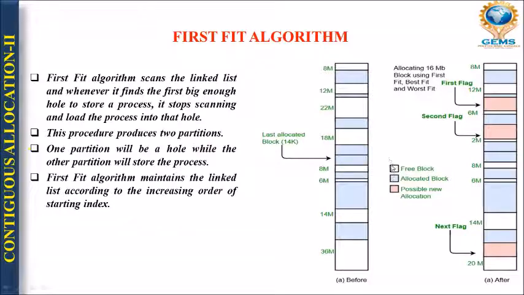So how are these signified? The white space is declaring free space. The blue space is already allocated, means previously allocated by some other process, and this pink shading is giving you the possible new allocation, right? So according to their size they will be fixed according to the availability.